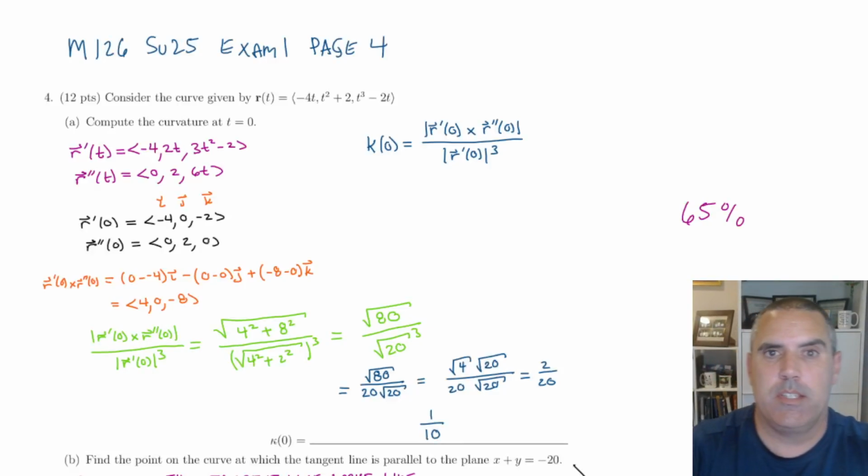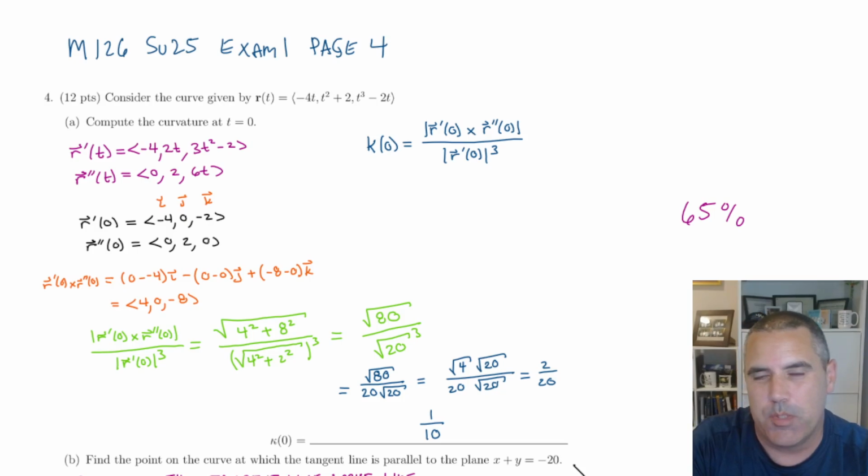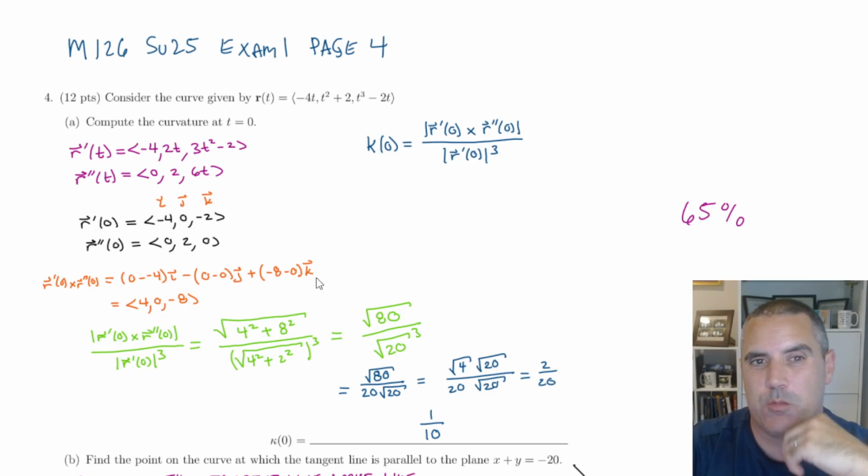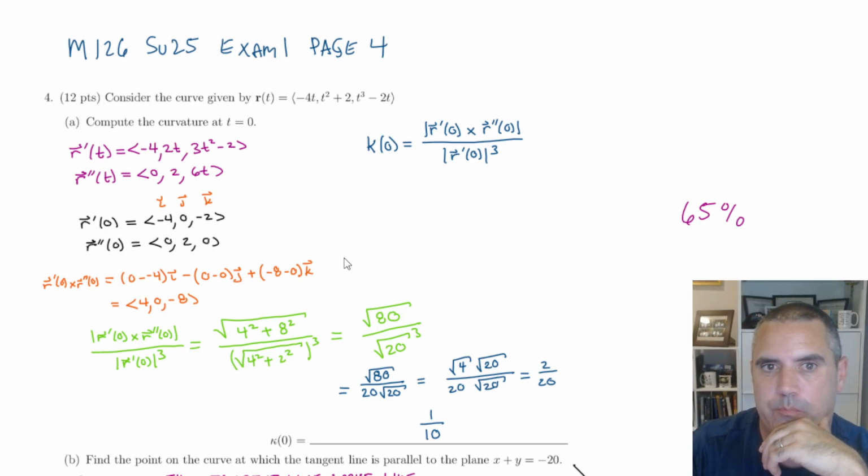Going to finish up this reflection of Exam 1. This is going to be about page 4. This is about measurement and working with curves in 3D. The first question was just a straight computation. Compute the curvature at t equals 0.